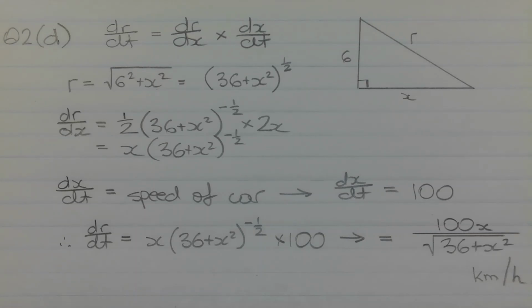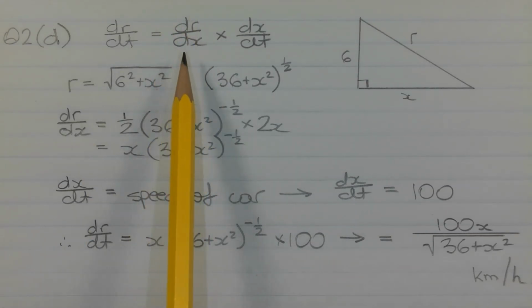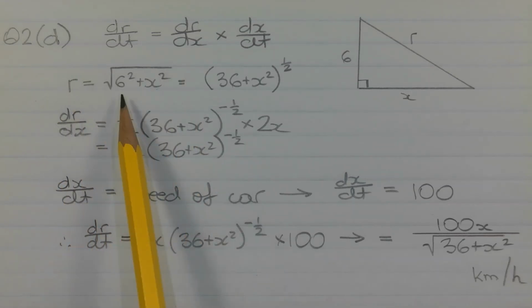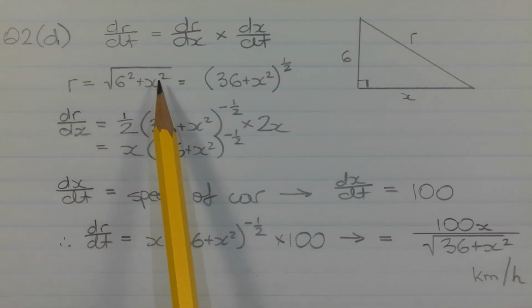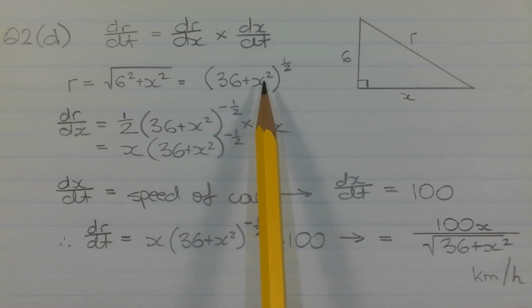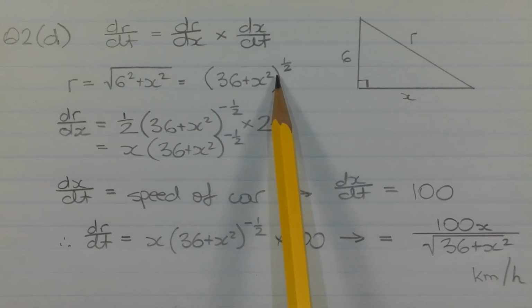The bulk of the work though is in working out dr/dx. Now we have a right angled triangle and we can express r in terms of x using Pythagoras' theorem. So r is equal to the square root of 6 squared plus x squared, and 6 squared is 36. So that equals (36 plus x squared) in brackets to the power of half.